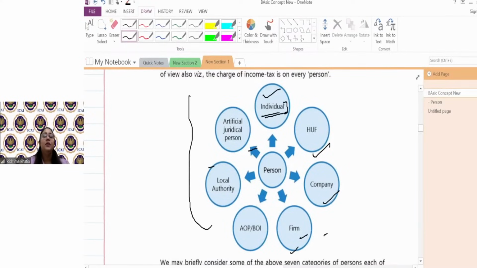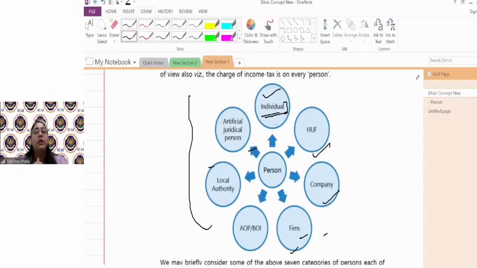Why categorizing a person is important? Why it is important to understand कि वो individual क्या है, HUF क्या है, company क्या है? Because सबके लिए अलग अलग tax laws हैं. सबके लिए there are different tax benefits. There are different tax rates. So it is extremely important to correctly categorize the person.